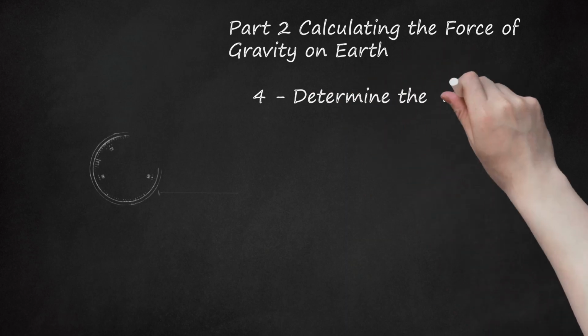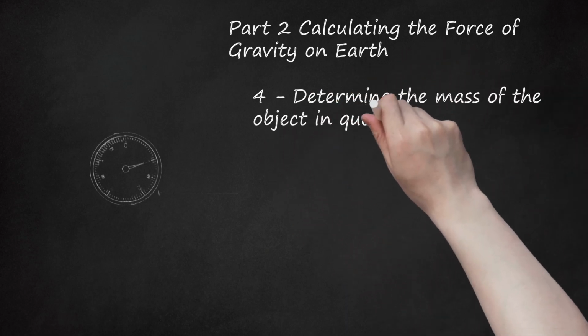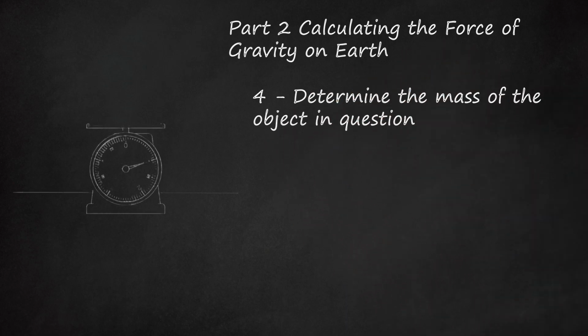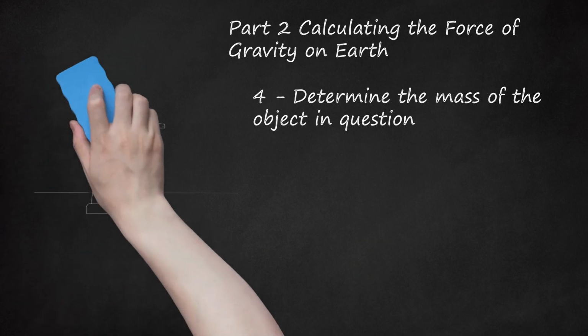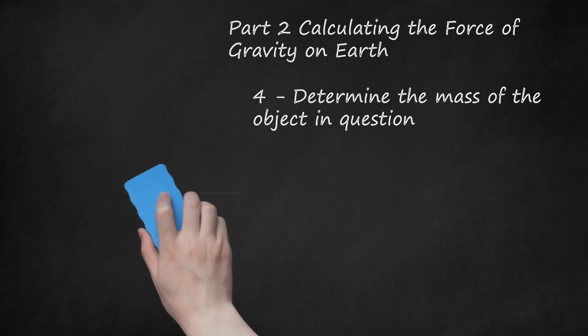4. Determine the mass of the object in question. For smaller objects, you can weigh them on a scale or balance to determine its mass in kilograms, kg. For larger objects, you will have to look up the approximate mass in a table or online. In physics problems, the mass of the object will generally be provided to you.